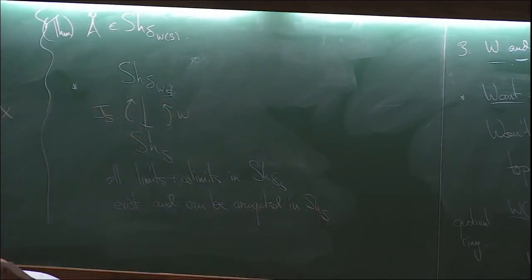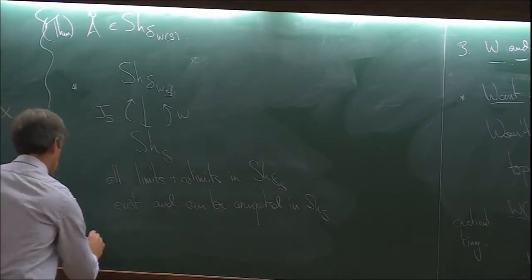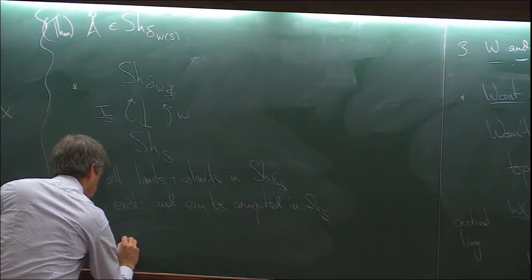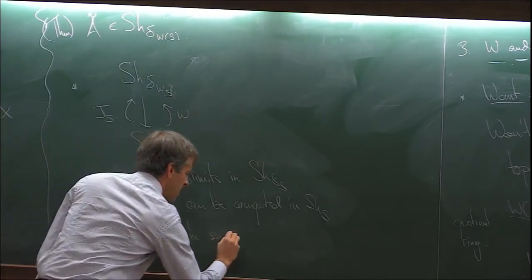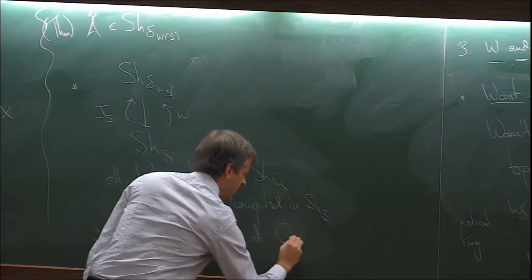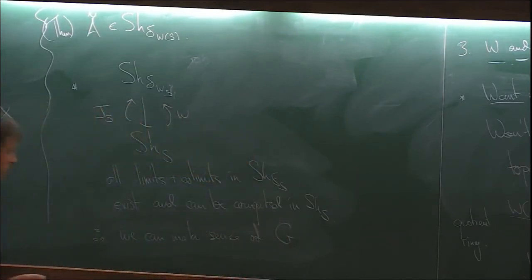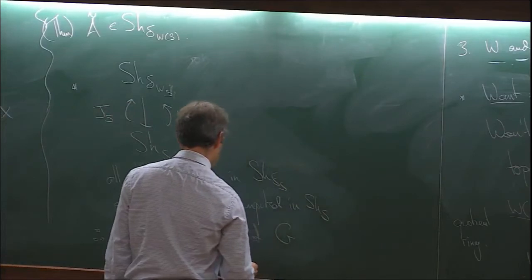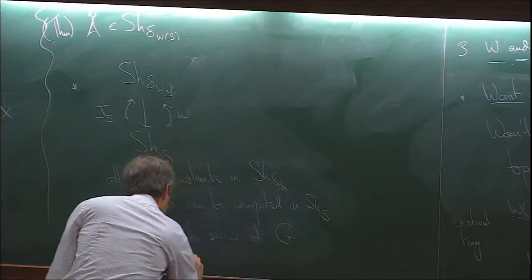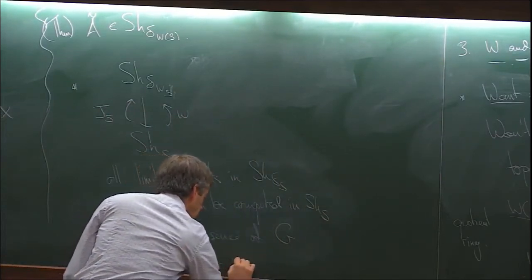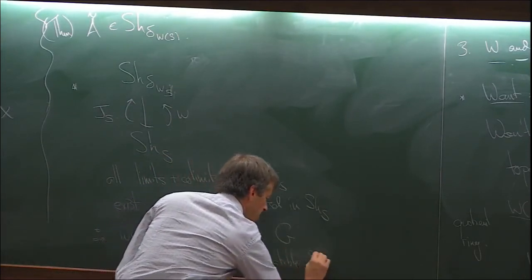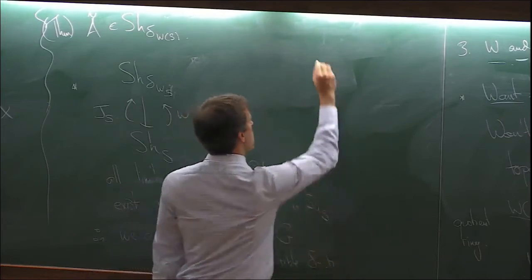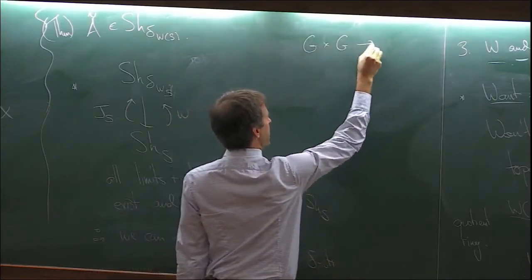And so we can make sense of a delta structure being compatible with the group law. So therefore, we can make sense of a group G. I'll just write G. It's understood to be a group having a compatible delta structure. You just require that the multiplication map.